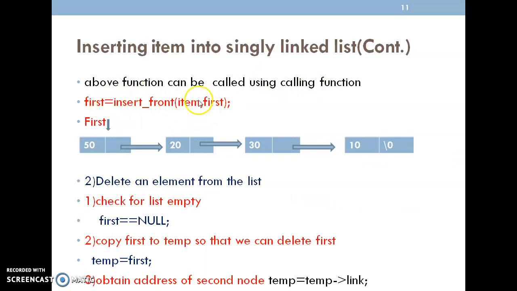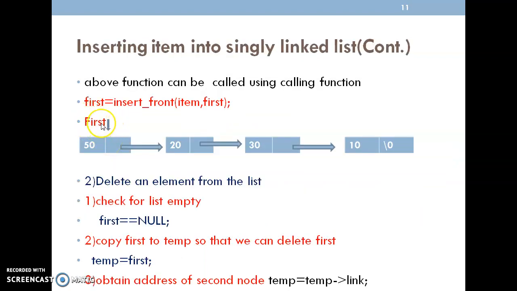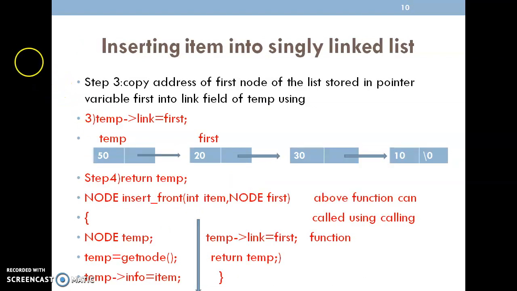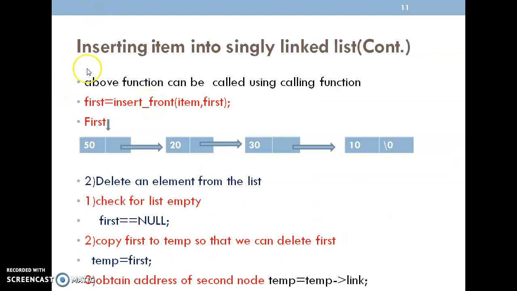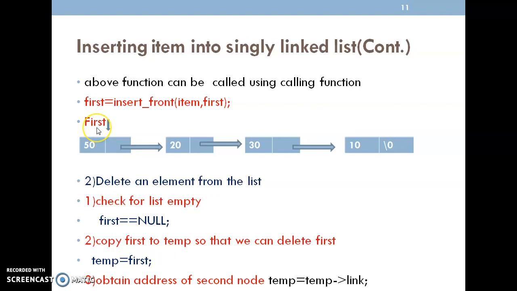I'm just calling the entire function and assigning it to first, so that the returned temp, which earlier was temp, again becomes first. Whenever we add items, the first node will always be held by first. Again I'm replacing temp with first by using first equal to insert front, so that the returned temp will be assigned to first. Now first will point to the first node. The newly created value is 50, and that 50 will be obtained by the first node.